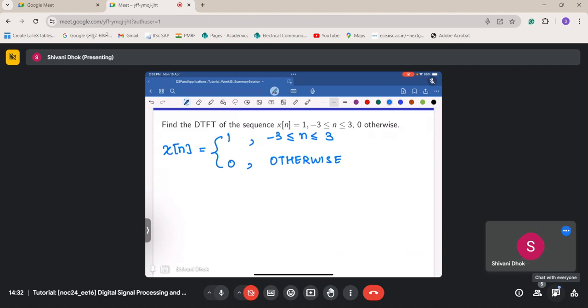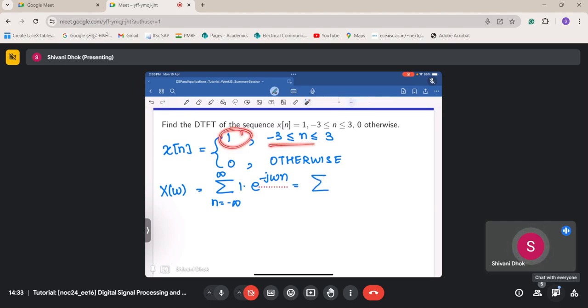Okay, so in this question, sorry, I missed out on that question. x of n is given as 1 from -3 to 3 and it is 0 otherwise. So X of omega, by definition, is the summation with n running from -infinity to infinity of 1 into e power minus j omega n. Since the signal is 1 from -3 to 3 and 0 otherwise, I can make n run from -3 to 3 of 1 into e power minus j omega n.